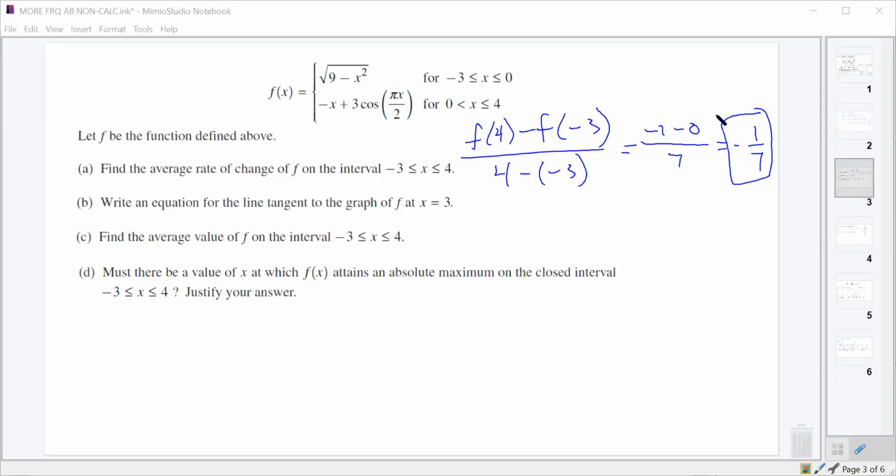That part A would have just been worth 1 point. So if you got that right, got an answer with a little work there, that's worth a point.